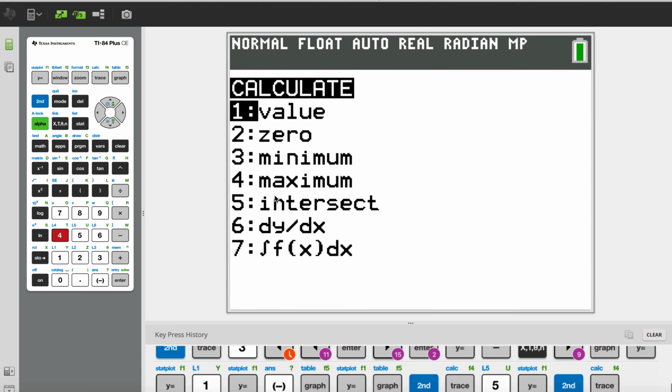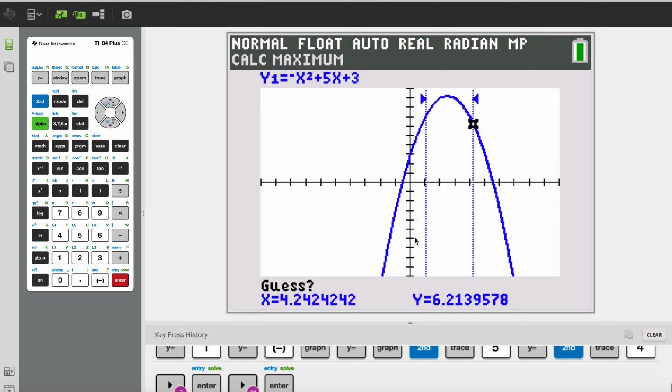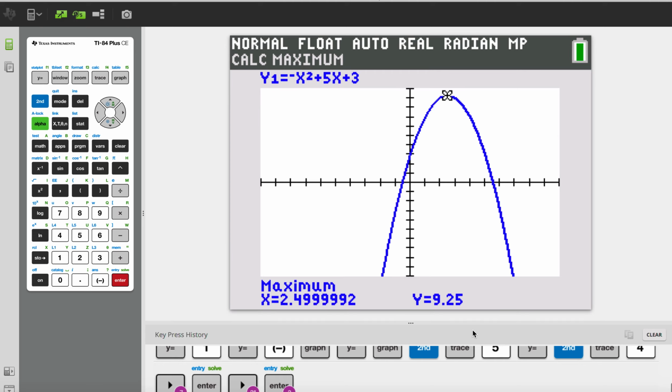Now we're going to choose number 4, and it asks me for the left bound. The left bound is pretty much about here, and the right bound is about here. Again, you don't have to do anything, and then you have your maximum. X is pretty hard to measure because it's about 0.49 or 2.49. I would say it's about 2.5, so you can write down that answer. And y is 9.25. So this is how to find the maximum point.